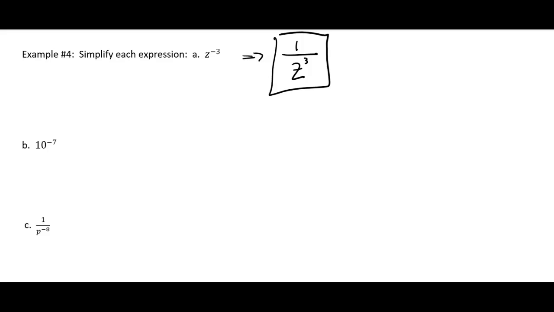Okay? All right. So now we have 10 to the negative 7. So we're going to move it downtown. It's going to be 1 over 10 to the 7th. And I'm not going to multiply that out. Let's leave it like that.